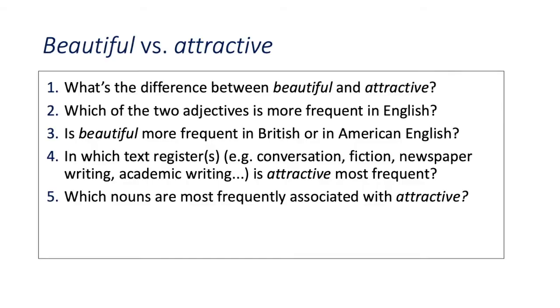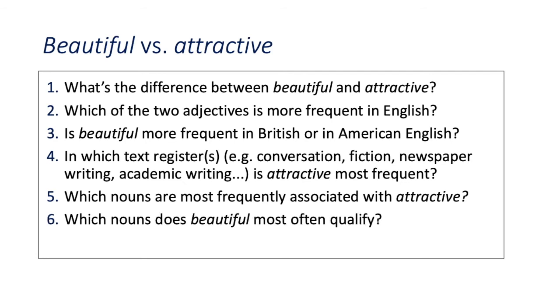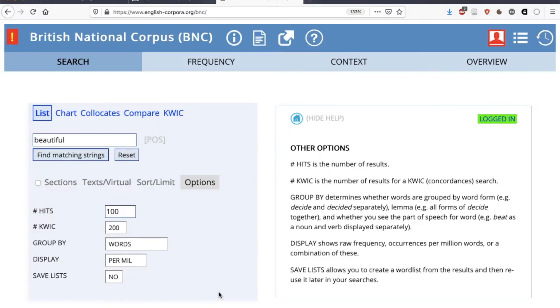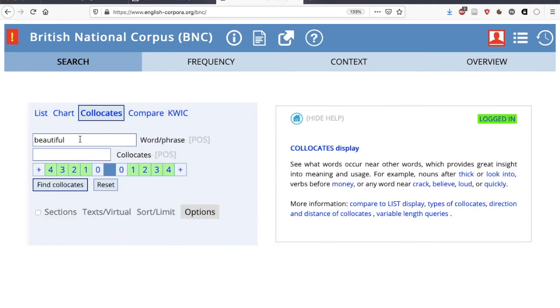Another question we might ask is, which nouns are most frequently associated with the word attractive? And equally, which nouns are most associated with the word beautiful? Now, to do this, we're going to look at the BNC. We're going to look at British English. In the BNC, we have here the option collocates. And this enables us to put the adjective we're interested in here, here beautiful.